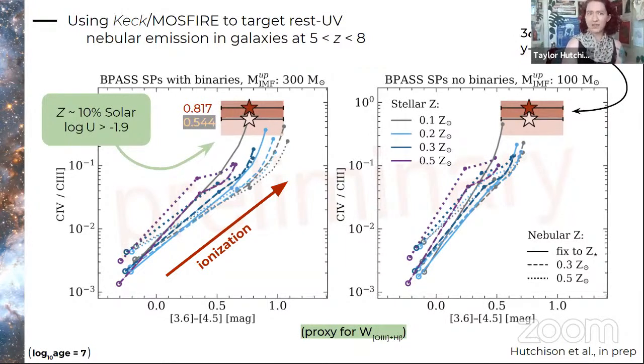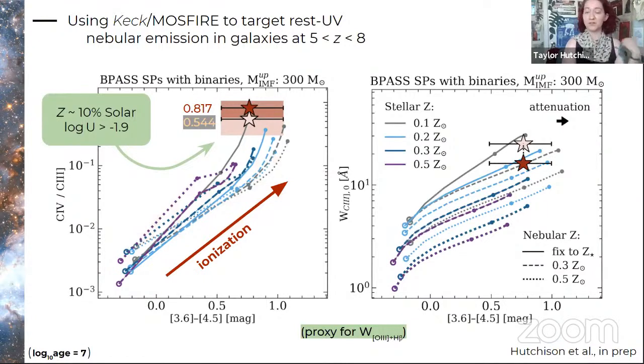This is really interesting, even for the stellar populations on the right-hand side that are single stellar populations with an IMF that only goes up to 100 solar masses. We seem to have this extreme region for these models that it occupies. So now that we have all of these lines detected, we can expand our modeling and go deeper and really try to pick apart what we're seeing here.